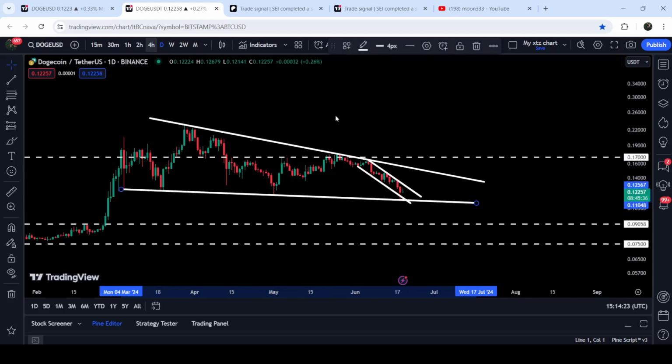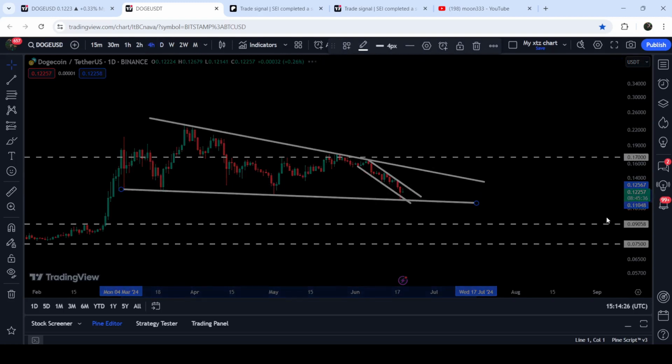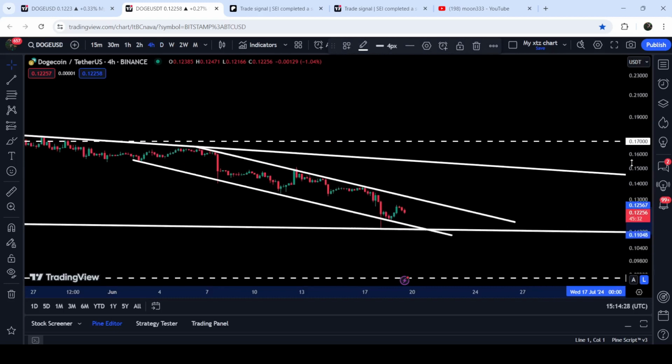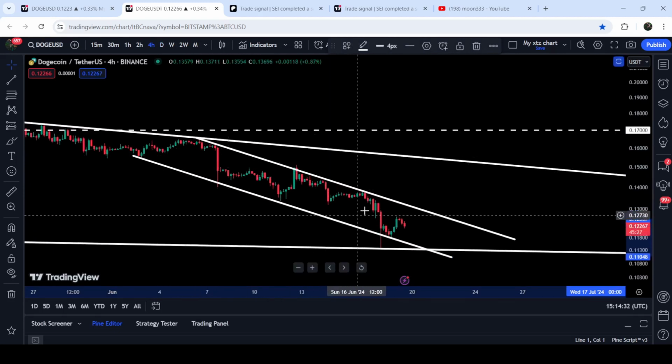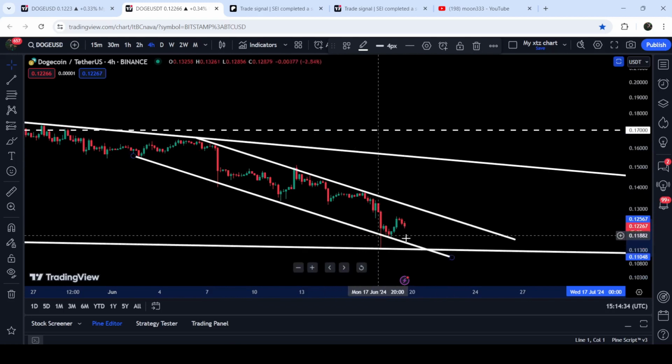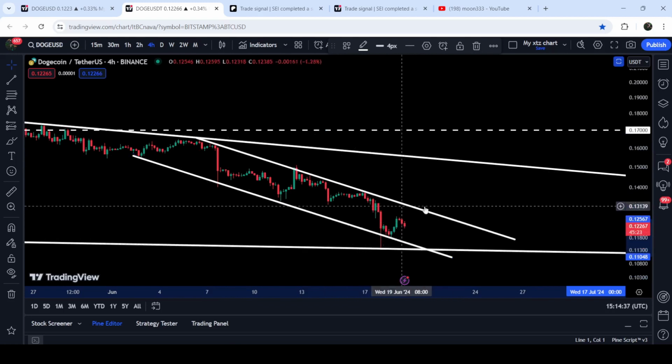And at the same time, on the smaller time frame chart, on a 4-hour time frame chart, you can see that Dogecoin has formed another down channel. And this is also a bullish bias pattern. And now recently the price bounced very well from the support. And now it is moving towards the resistance.